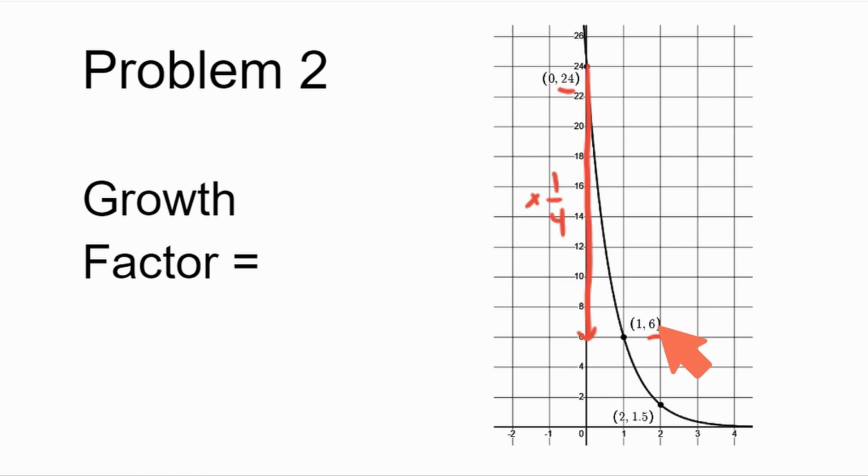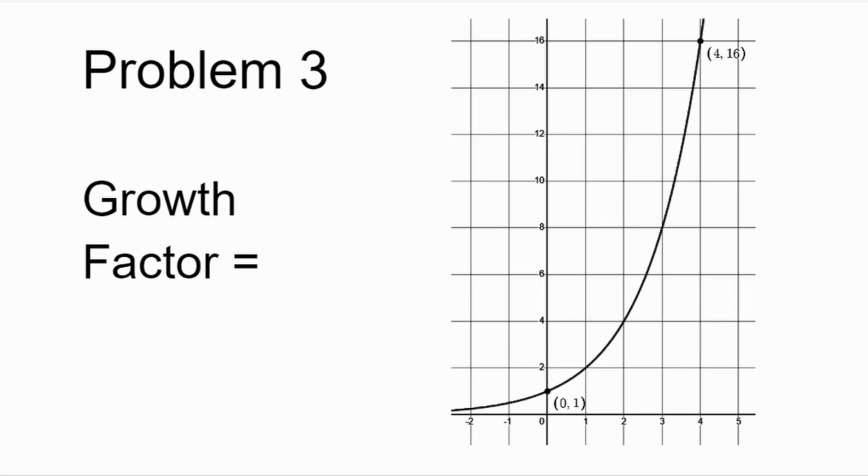And how can I go from a height of 6 to a height of 1.5? That can be also multiplying by 1/4. Notice that each point is a fourth of the height as what it was previously. So this has a growth factor of 1/4. Problem 3. What's the growth factor for this graph?